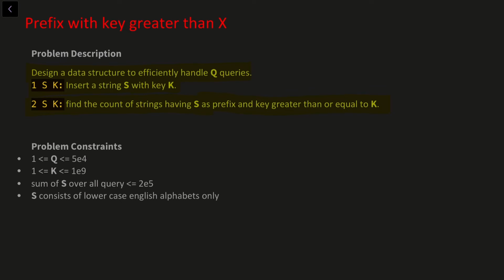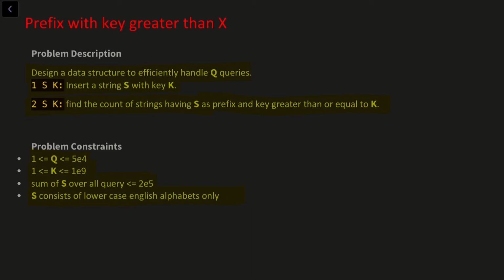The number of queries can vary from 1 to 5 × 10^4, and k can vary from 1 to 10^9, and the sum of |s| over all queries is less than or equal to 2 × 10^5, and s consists of lowercase English alphabets only, right? So these are the problem constraints.